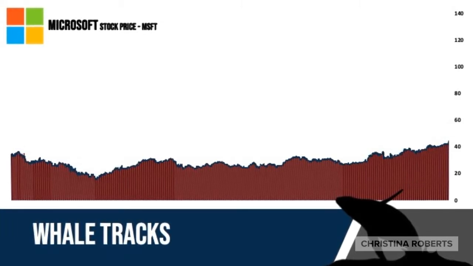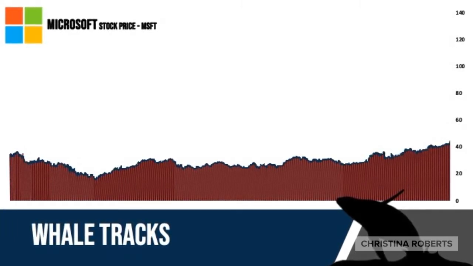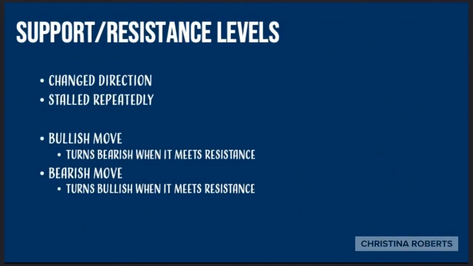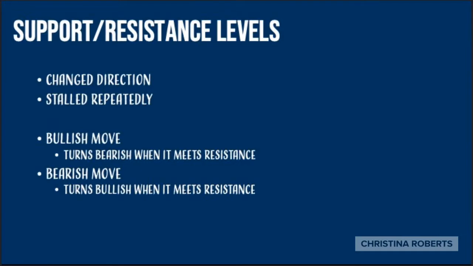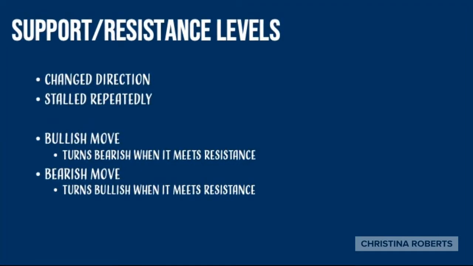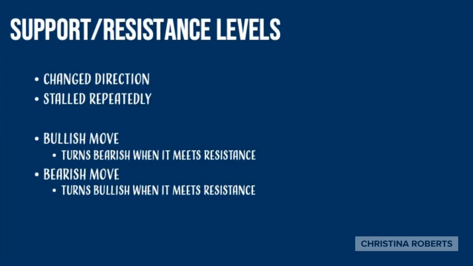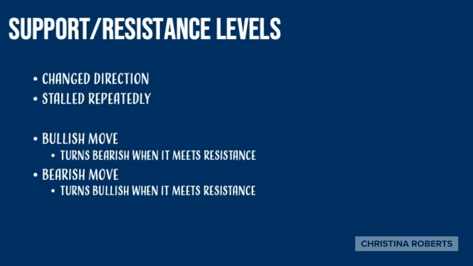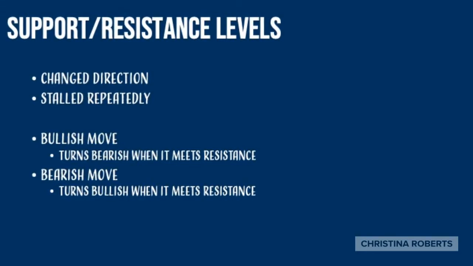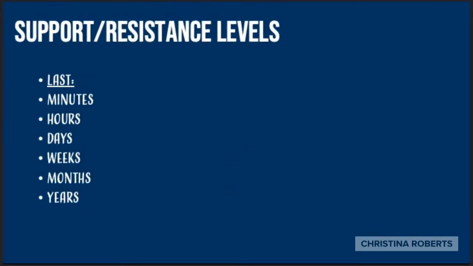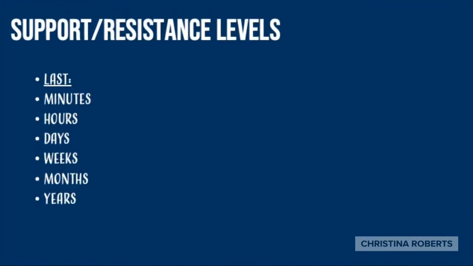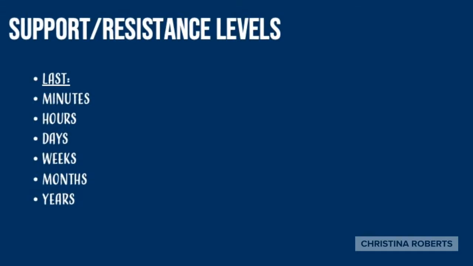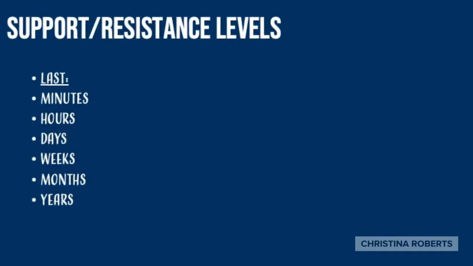This is because the whales only want to get a very specific profit and then get out. Support and resistance are the areas where the market changes direction or has stalled repeatedly. A bullish move which turns bearish has met resistance, and the opposite, a bearish move turns bullish, has met support. Support and resistance areas can last for minutes, hours, days, weeks, months, or even years. Also, it is important to note that support and resistance works on every time frame.